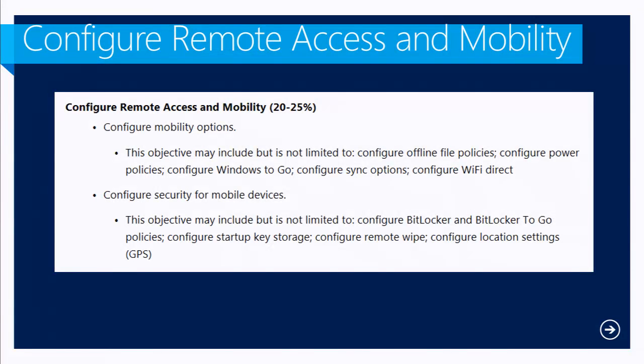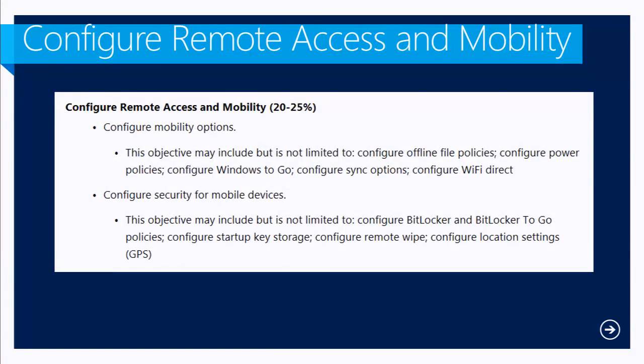Mobility options: offline file policies, power policies, Windows To Go, there we go, and sync policies and Wi-Fi Direct. So if you look at that, you can almost pinpoint some of the things that you're not familiar with, and then just go Bing it, and you should have some answers for it.